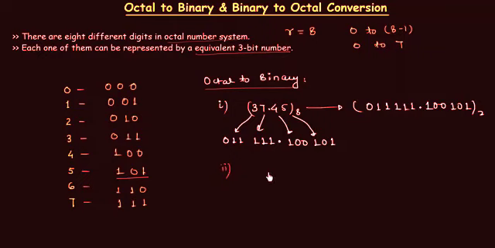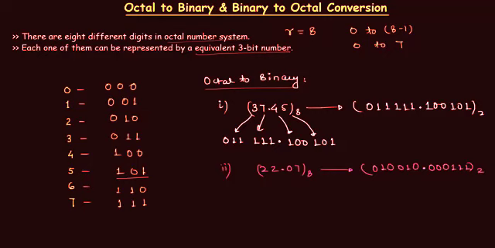The second example, the octal number is 22.07. This is in octal, and we want binary equivalent of this octal number. 2 we can write 010. Again we have 2, so I will write 010. Then we have point. 0 is written as 000, and 7 we can write 111. So this is the binary equivalent for 22.07.